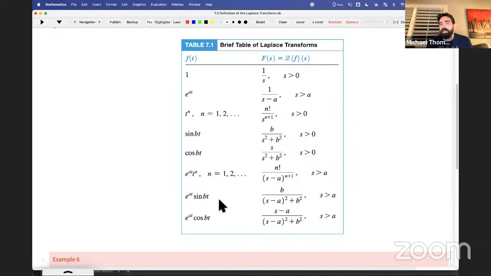Or if you look at sine bt, and e to the at, this one down here is kind of a combination of both of them. And then same thing with the cosine. It's kind of weird, on these two down here, they seem to have the same denominator, but their numerators are a little different. B, and then s minus a matches down there.